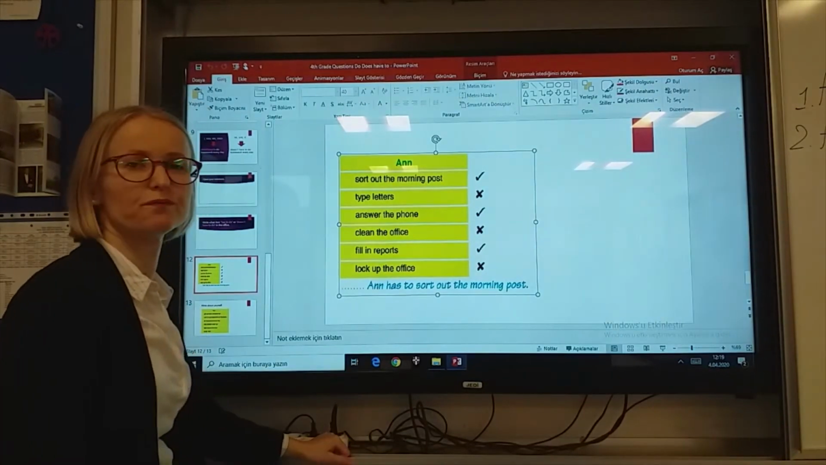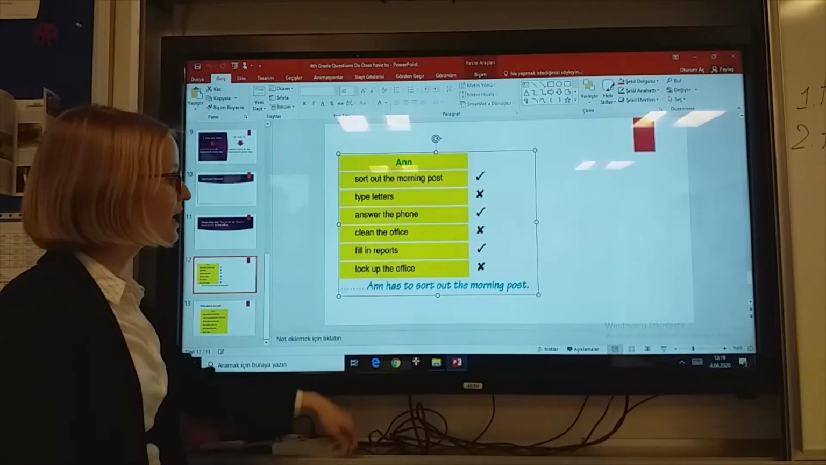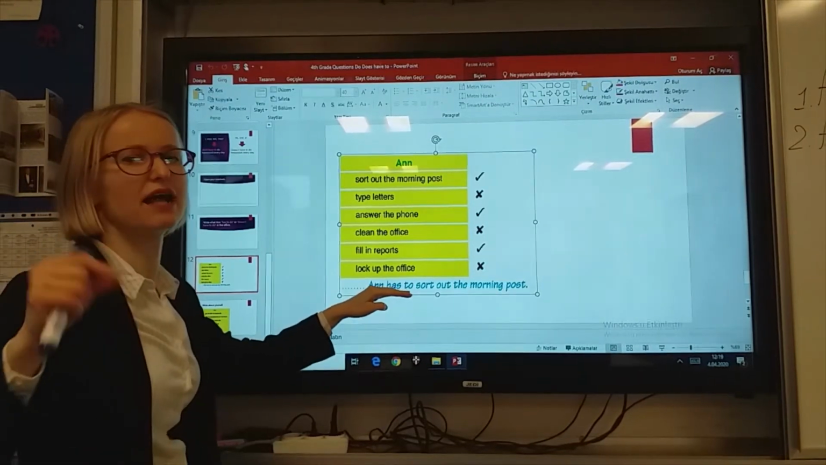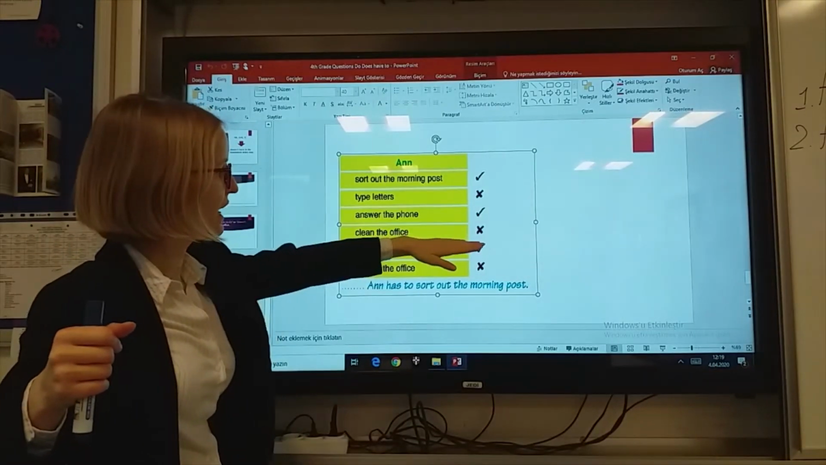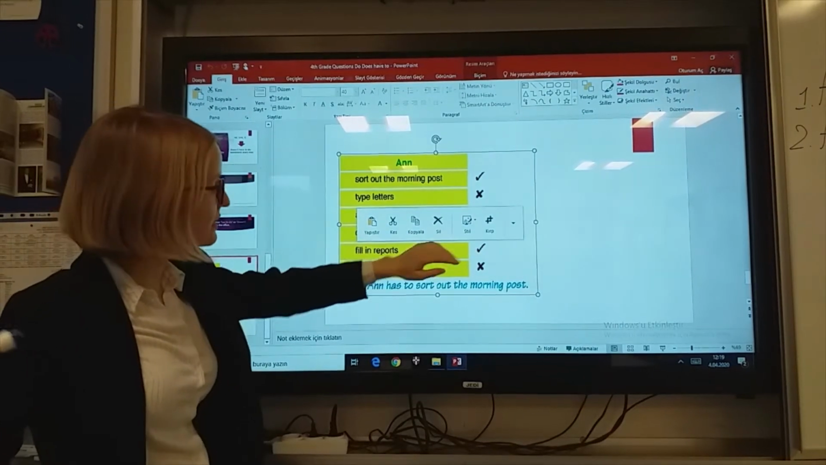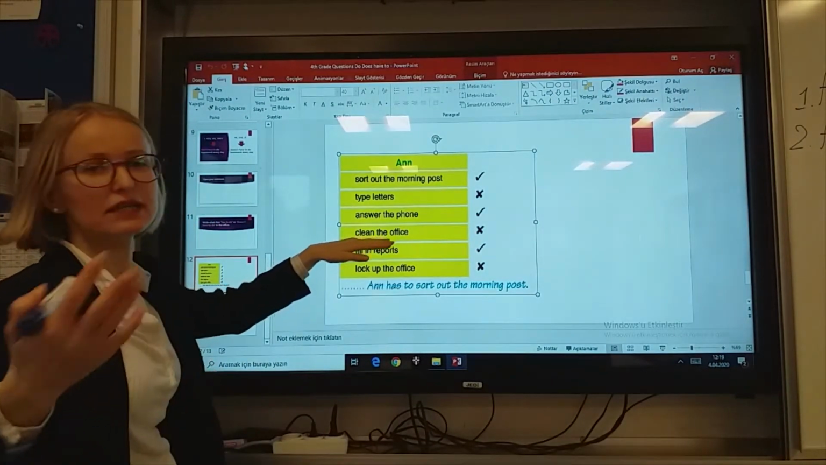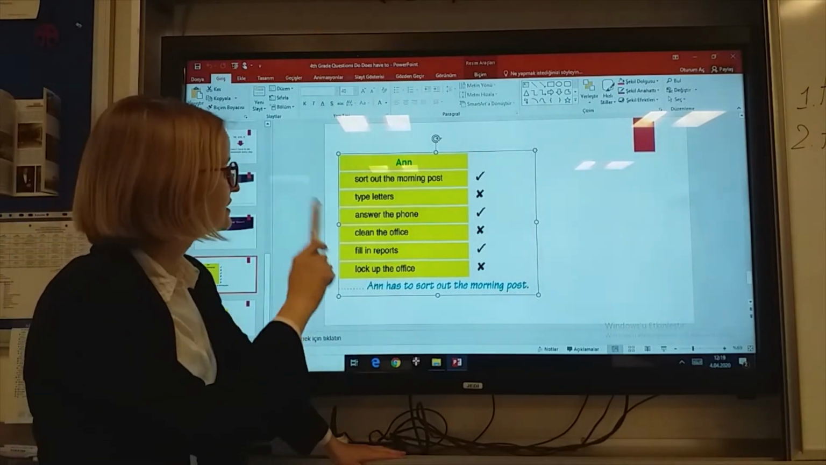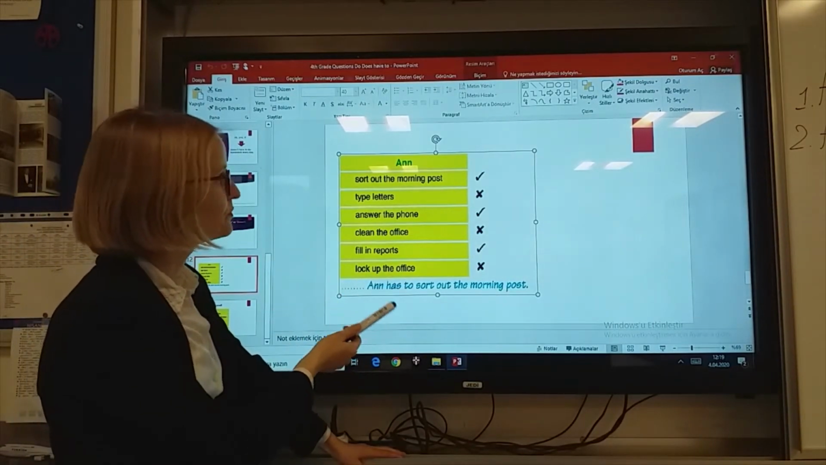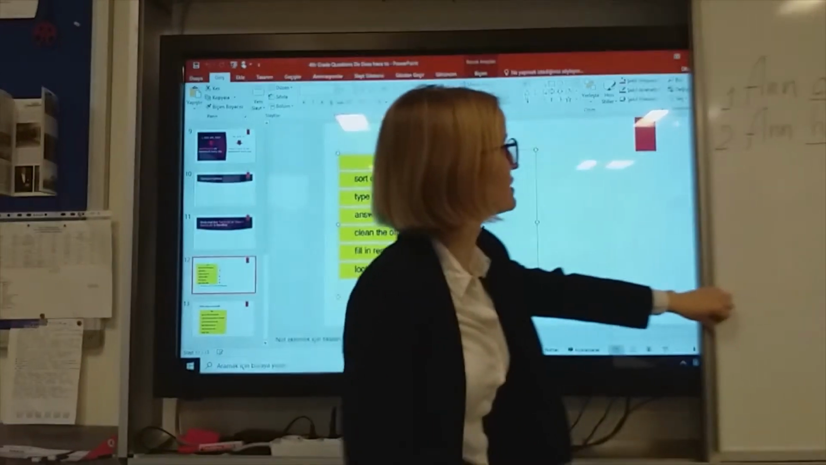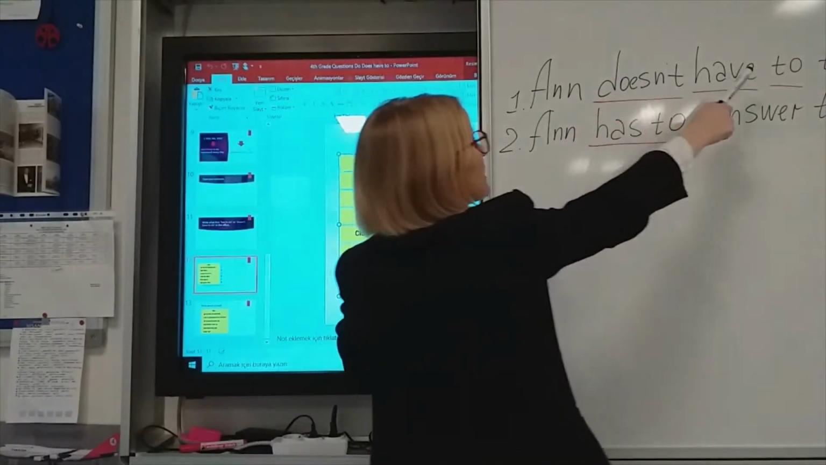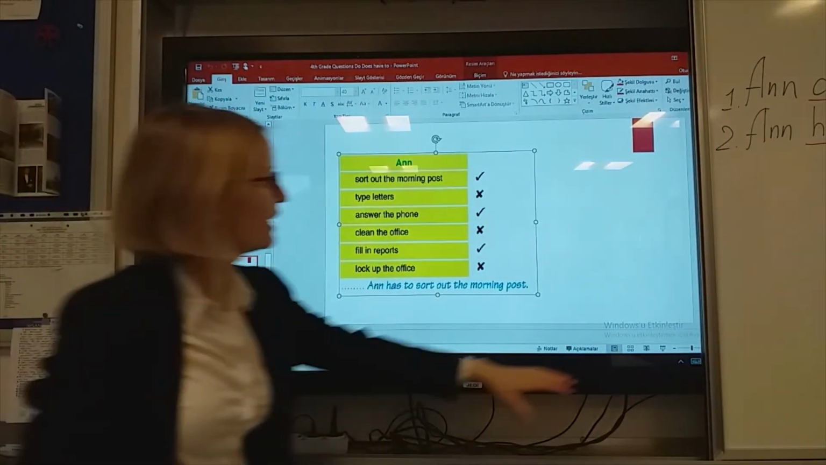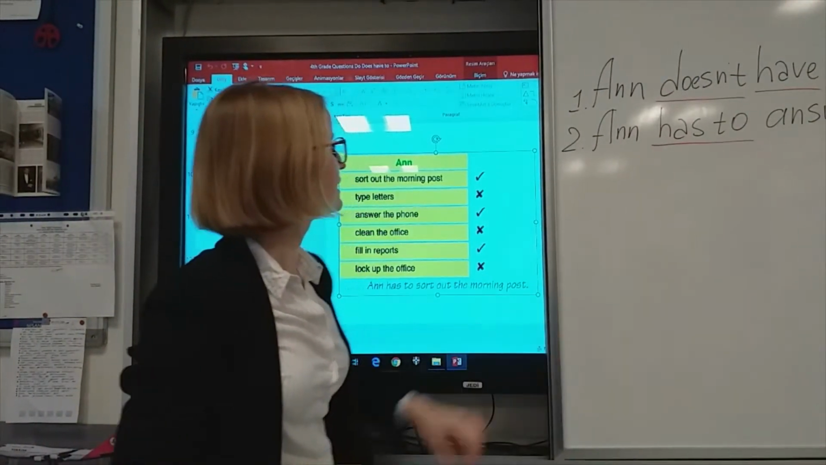Yes or no? No. So you say now, has to or doesn't have to. Anne doesn't have to clean the office. Write in your notebooks: Anne doesn't have to clean the office.